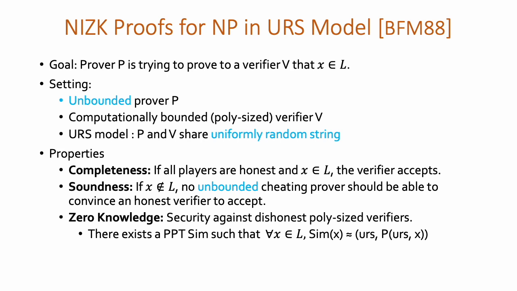We want this protocol to satisfy three natural properties: completeness, which says that if all the players are honest and X actually belongs to the language, then the verifier must accept; soundness, which says that if X does not belong to the language, then no unbounded cheating prover should make the verifier accept the proof. Finally, we want zero knowledge, which says that there exists a probabilistic polynomial time simulator such that a simulator which gets just the instance as an input can simulate the URS and the proof generated by the prover.